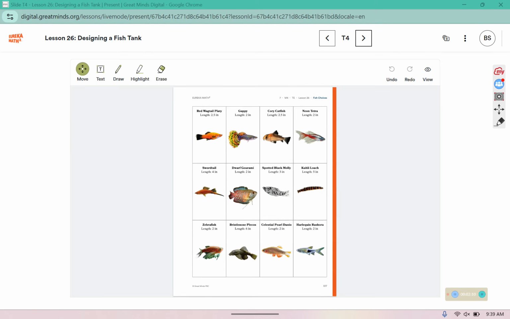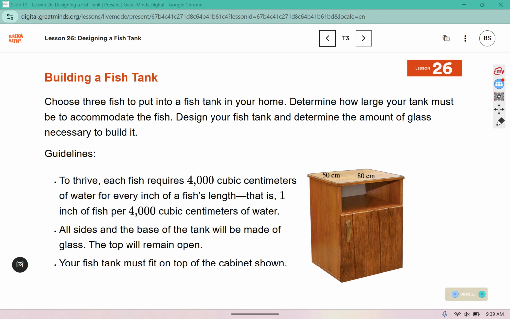On page 517, you have some fish choices. You're going to use these fish choices for reference, and then you're going to complete problems 1 through 4. To start off, it says choose 3 fish to put into a fish tank in your home. Determine how large your tank must be to accommodate the fish. Design your fish tank and determine the amount of glass necessary to build it.